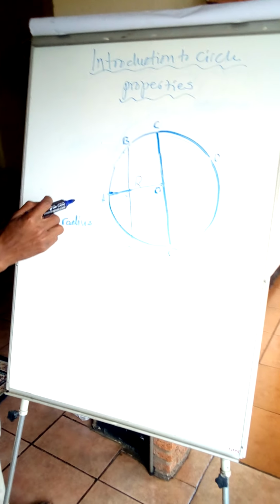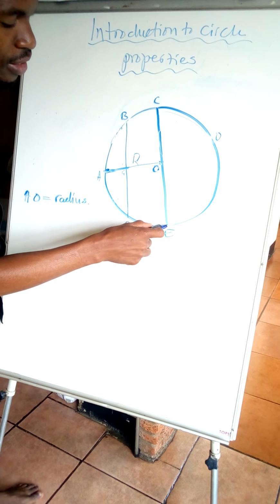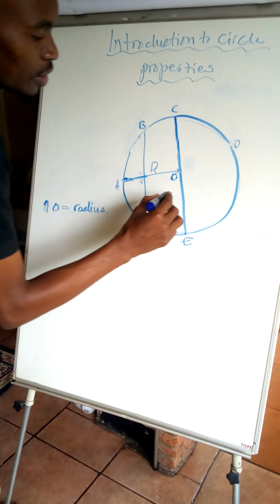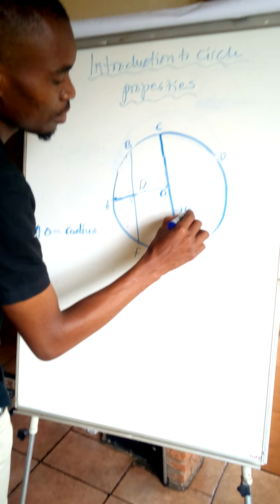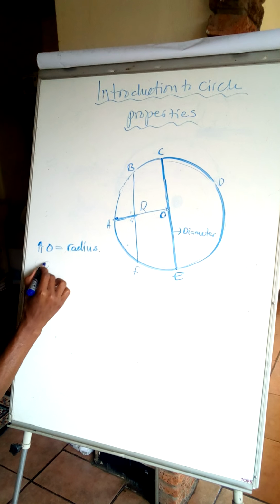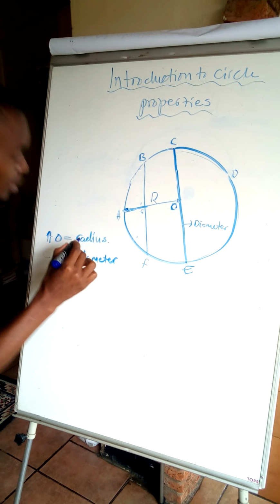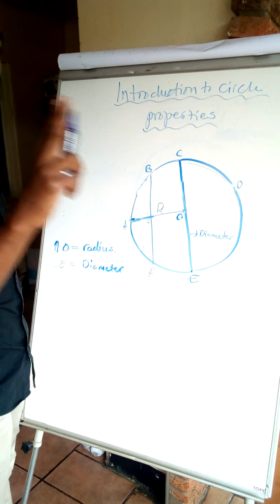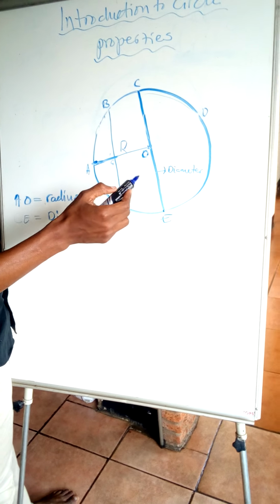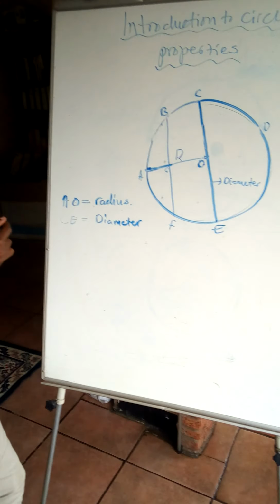Okay. If we have a line from the circumference of the circle to the other side of the circle, passing through the center, the line is called the diameter. So let's call this line diameter. So line CE is equal to diameter. So the diameter cuts the circle into two equal parts. The diameter is twice the radius of the circle, okay, because it passes through the center all the way to the other side of the circumference.